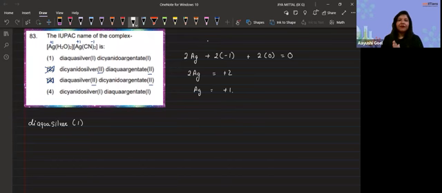Now, similarly, I have to name the anion part. In the anion, first of all, I have to write the name for the ligand. Here the ligand is the cyanide group, and there are 2 cyanide groups, so we have to write the word di for it. Di. And when the ligand is cyanide, in the name it is not called cyanide, it is called cyanido.